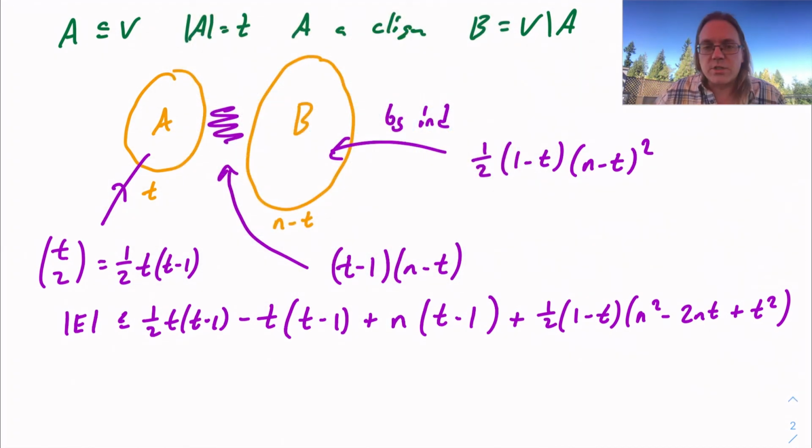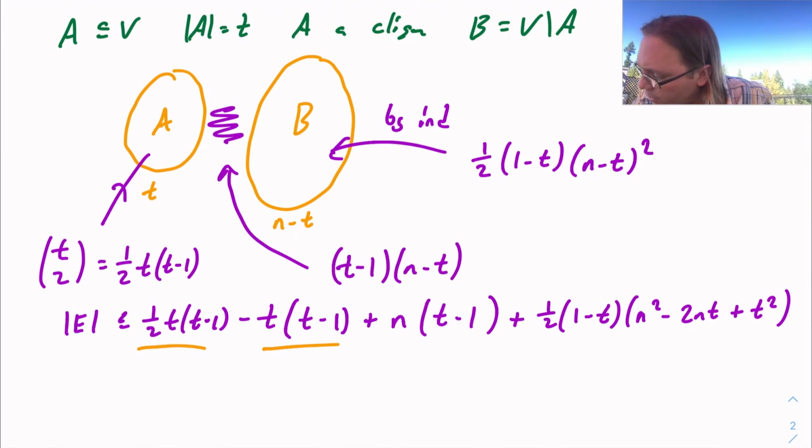And now we'll just collect things and see that it works out as we're claiming it does. So let's look at the terms that don't have an n. We're expecting those to go away. If you remember, the formula that we're looking for in the end is just going to have a factor of n squared. So all of those terms with no n's should be going away. Let me highlight them here. So I've got a 1/2 t times t minus 1. I've got minus t times t minus 1. So together those combine to make a minus 1/2 t times t minus 1. But I've also got another term out here. You've got t squared times 1/2 times 1 minus t.